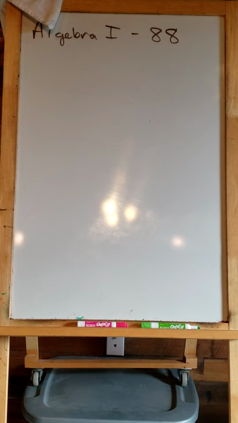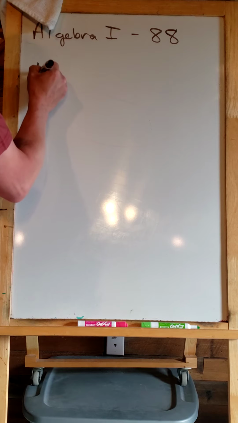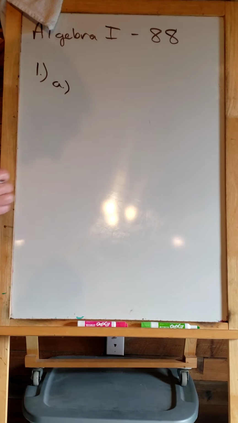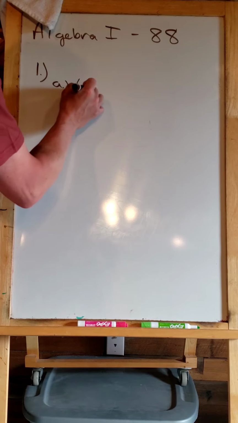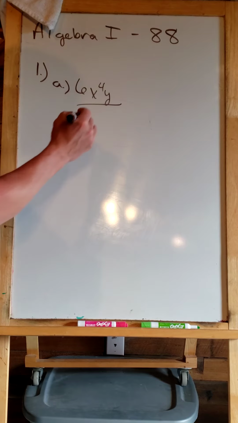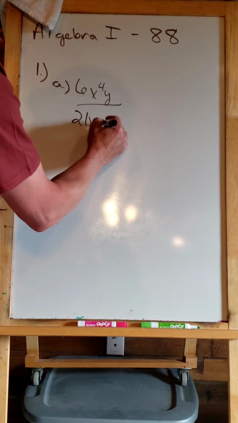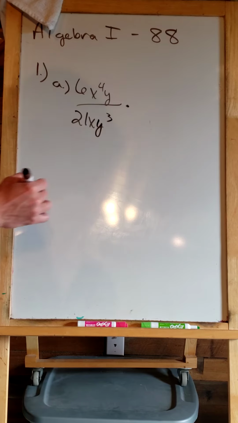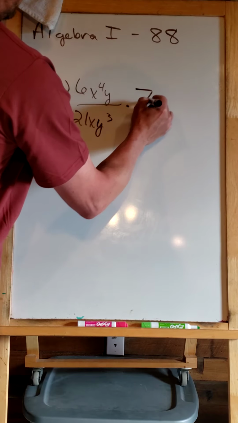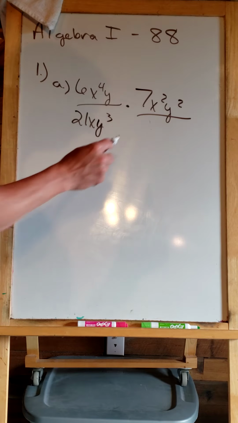All right, guys, lesson 88, multiplying and dividing rational expressions. 1a says 6x to the fourth y over 21x y cubed times 7x squared y squared over 3x cubed y squared.